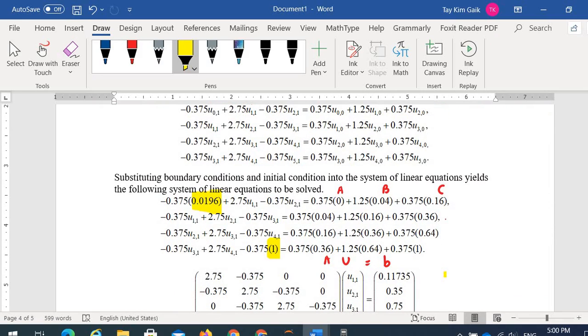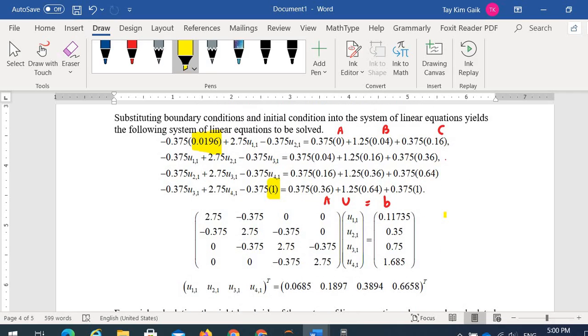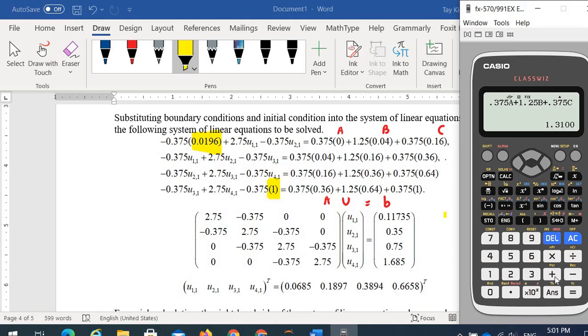Top level, okay. Negative 0.375 times 1, which is a constant value. You see the last equation, negative 0.375 times the right boundary. So you need to collect back with the B value at the fourth row. So you need to plus, because negative brought to the right side becomes positive 0.375. The right value is 1. So times 1. So you get 1.681.